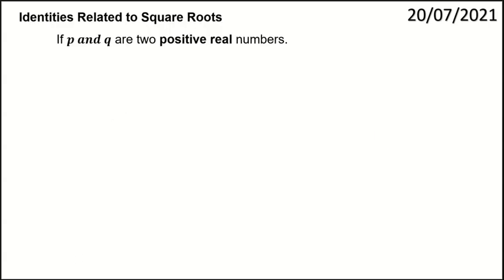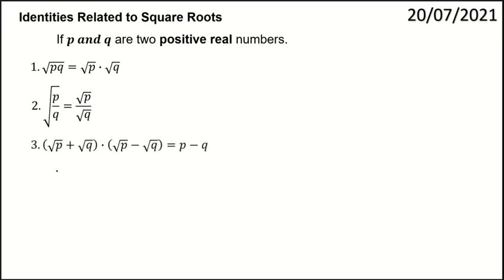Identities related to square roots. If p and q are two positive real numbers, square root of p into q can be written as separately root p into root q. Second identity, root under p by q can be separately written as root p upon root q. So, to the numerator we can take separately root, and to the denominator we can take separately the root. Third, root p plus root q into root p minus root q is p minus q.